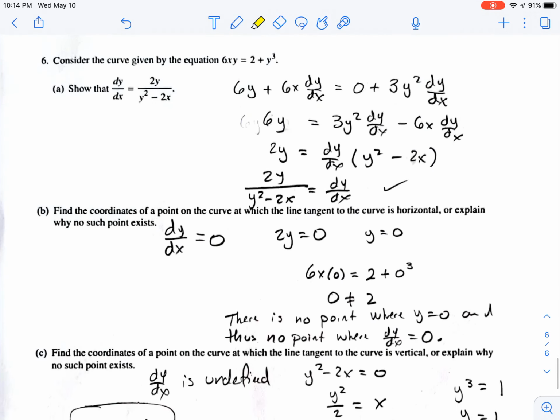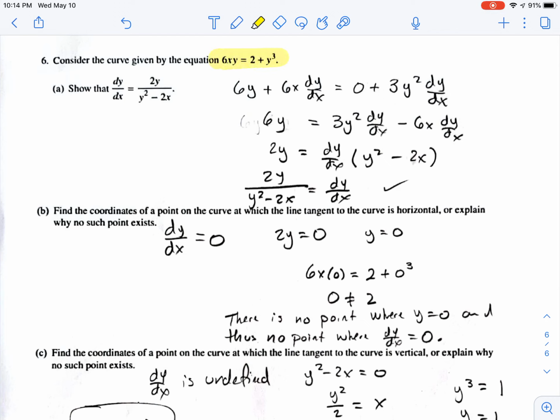On to question 6. This one was very tricky for students 2 years ago when they asked this question. And so if you studied your past FRQs, this one should look very familiar. It asks you to find this dy dx. It should show that this is true.